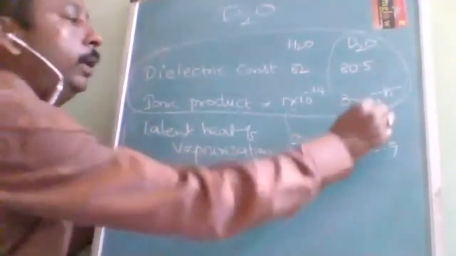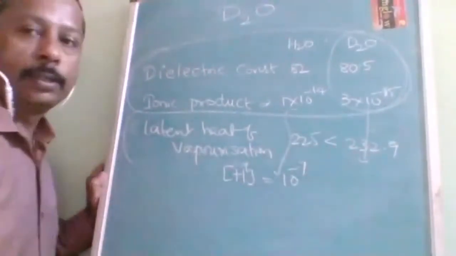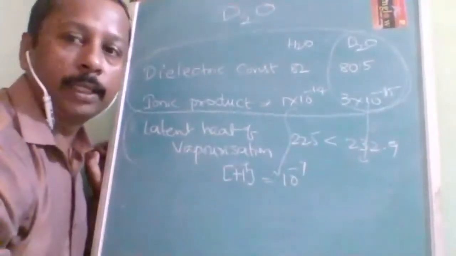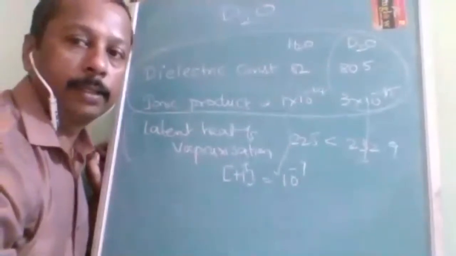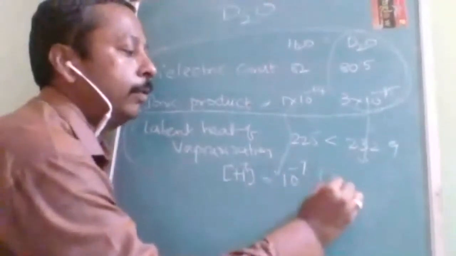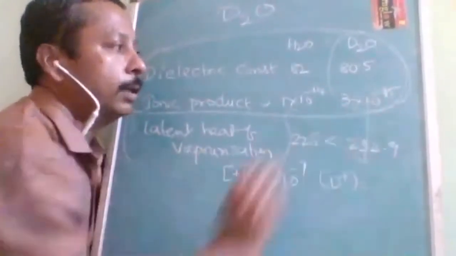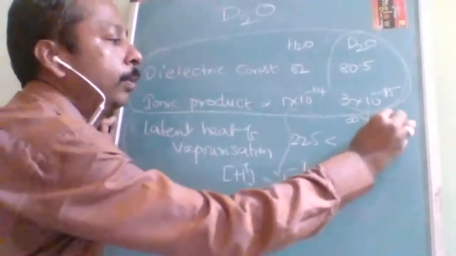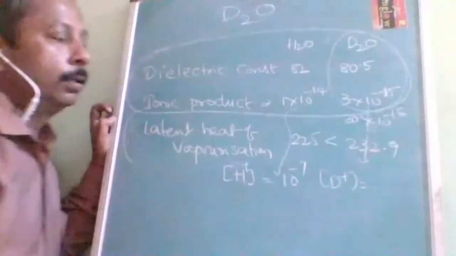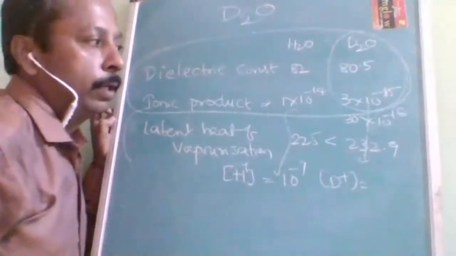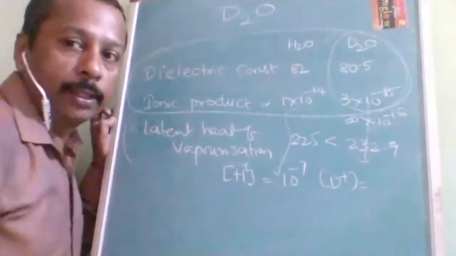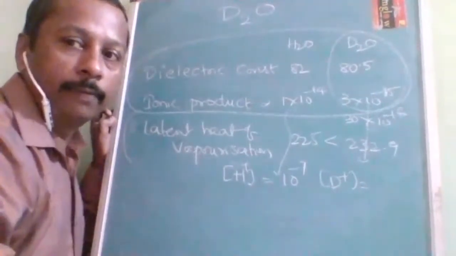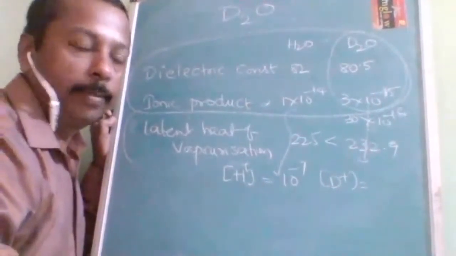Okay. Now here, if I take H plus concentration, that is, in place of the H plus, I have to take D plus. So the concentration of D plus is going to be just half of this. For the sake of this, I will write 30 into 10 to the power of minus 16, into 10 divided by 10. 30 into 10 to the power of minus 16. Now it will be easy for us to take the square root.